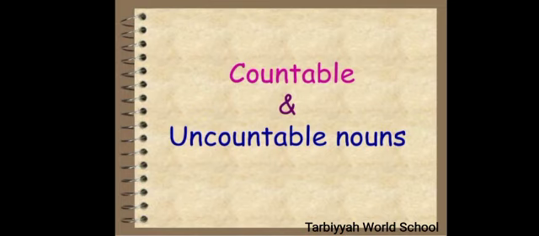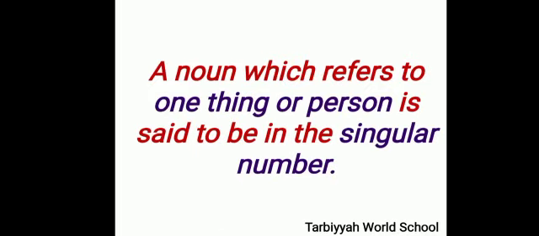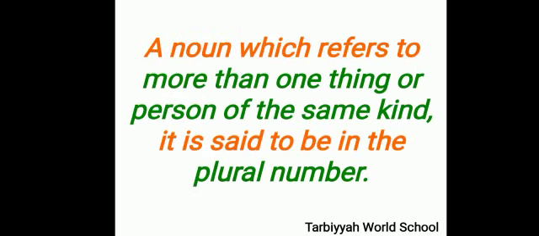So my dear students, today we will learn our new topic, that is countable and uncountable nouns. So you know that a noun which refers to one thing or person is said to be in the singular number, and a noun which refers to more than one thing or person of the same kind is said to be in the plural number.